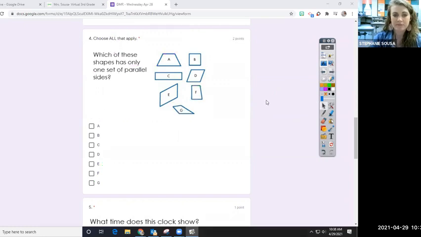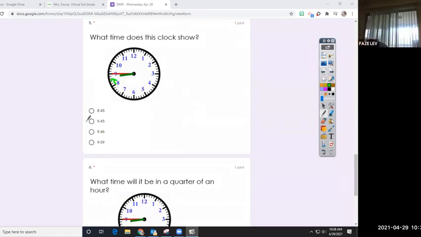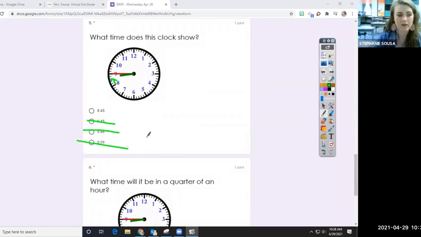Next up, time. What time does this clock show? The hour hand is past the 8. It is not yet to the 9. So it is still 8 o'clock. So goodbye 9, goodbye 9, goodbye 9. Oh, that only leaves 1 answer. Oh my gosh. Let's see if it's correct. We're right on the 9. Right on the 9 is the minute 45. So sure enough, it is 8:45. Questions? Okay.